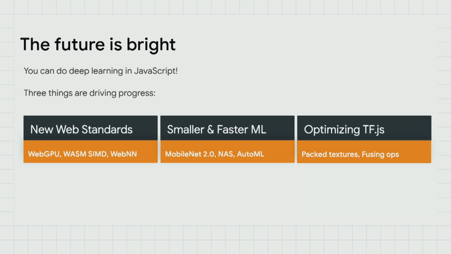And the third avenue is us working on optimizing TensorFlow.js itself. In the last year, we've made a lot of progress. We've become more efficient at packing WebGL textures and fusing ops, so we minimize calls to the WebGL backend, and so on. So all of these three things combined, I think, make the web move really fast.